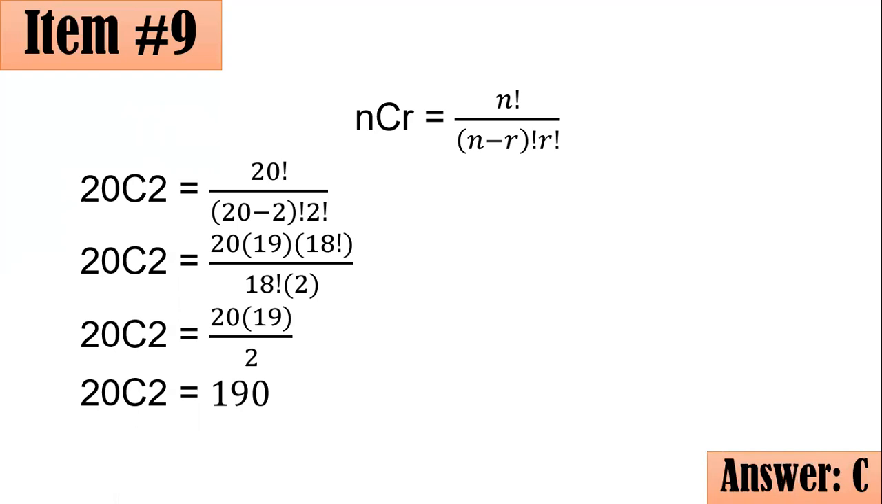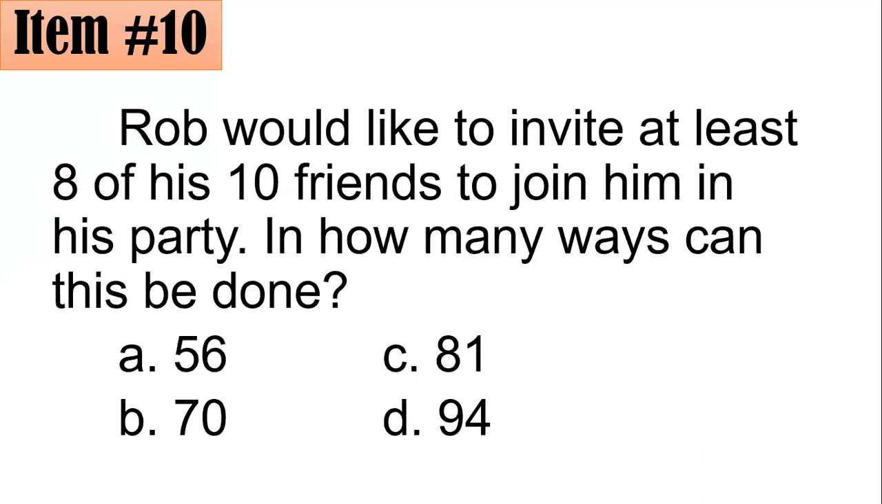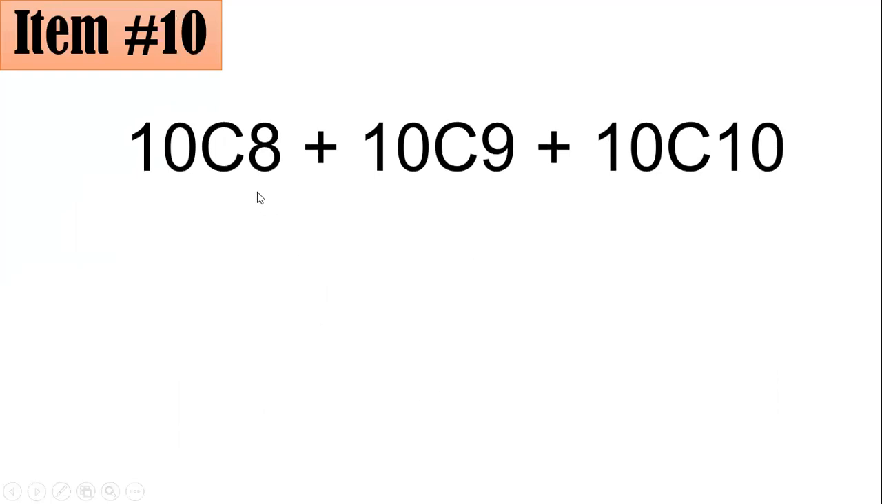But if not, just do your best for the succeeding items. Number 10. Rob would like to invite at least 8 out of his 10 friends to join him in his party. In how many ways can this be done? This is again a combination problem. So you could invite at least 8, meaning to say you could invite 8 out of 10, 9 out of 10, or all of them, 10 out of 10. That's the reason we have 10 combination 8, 10 combination 9, and 10 combination 10.